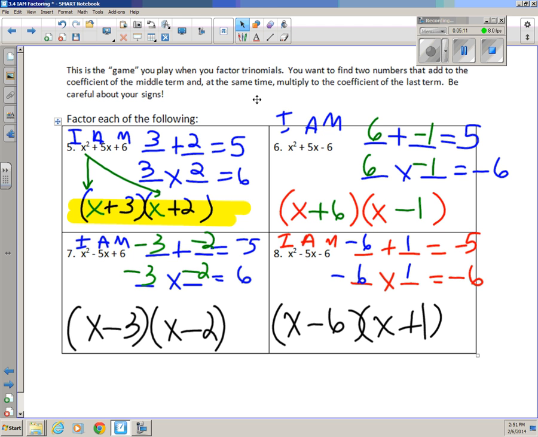So it's interesting to see these four together because we're dealing with the same middle numbers and the same last numbers, the 5 and the 6, but with the differences of the signs, the pluses or the minuses, means the factors are all different. Let's keep on going.